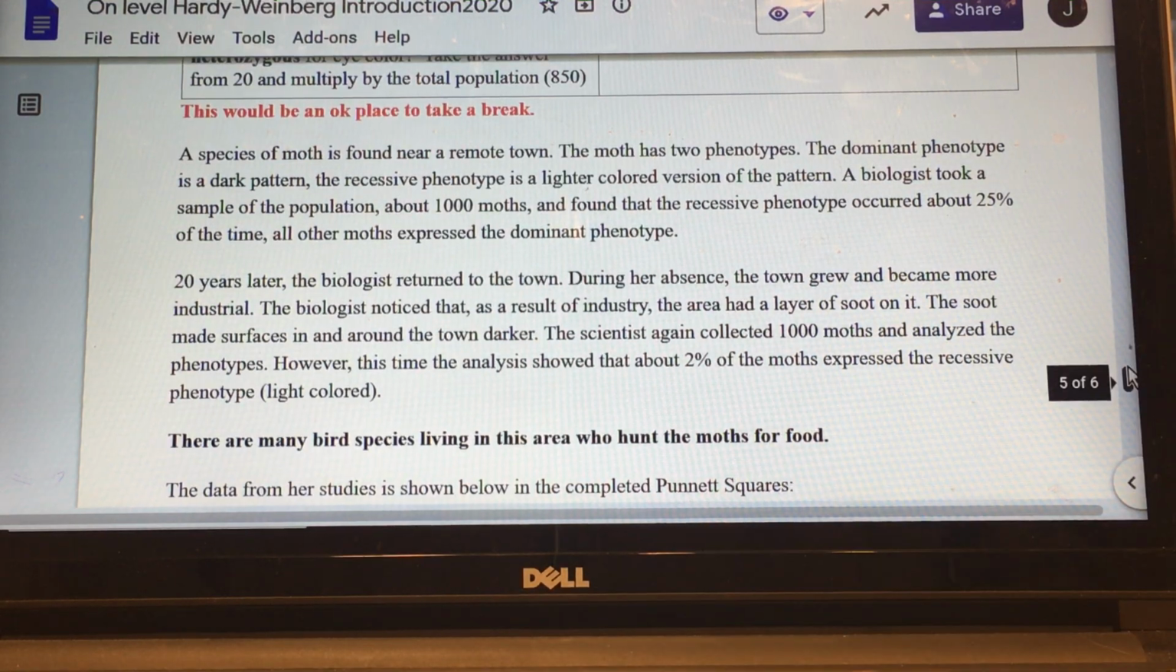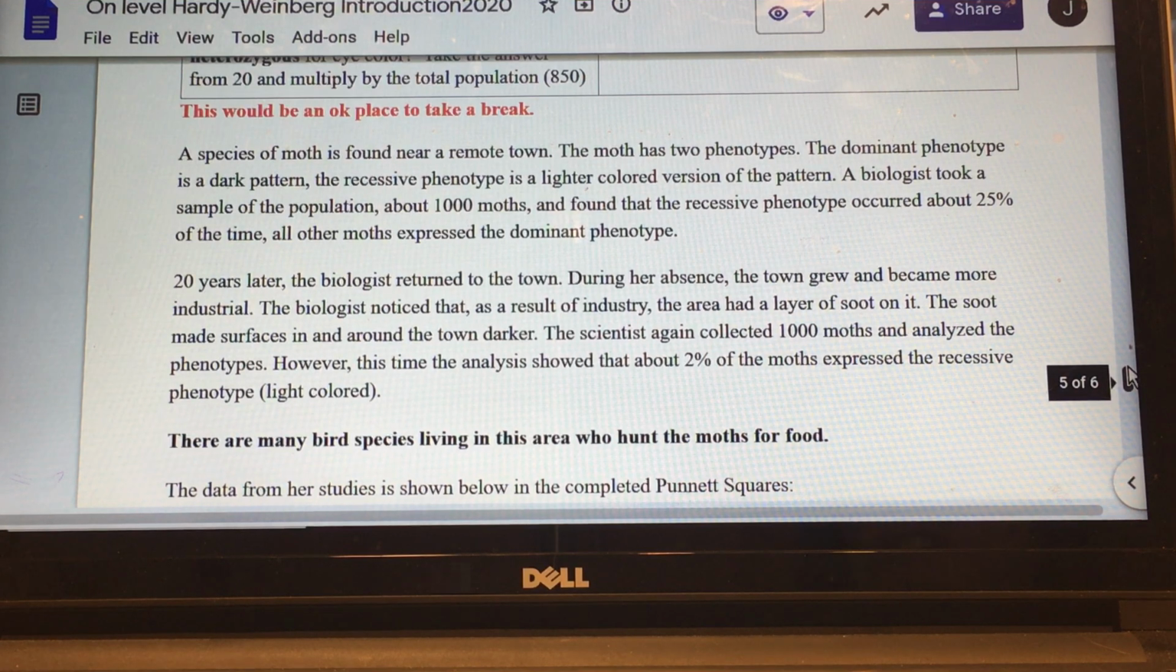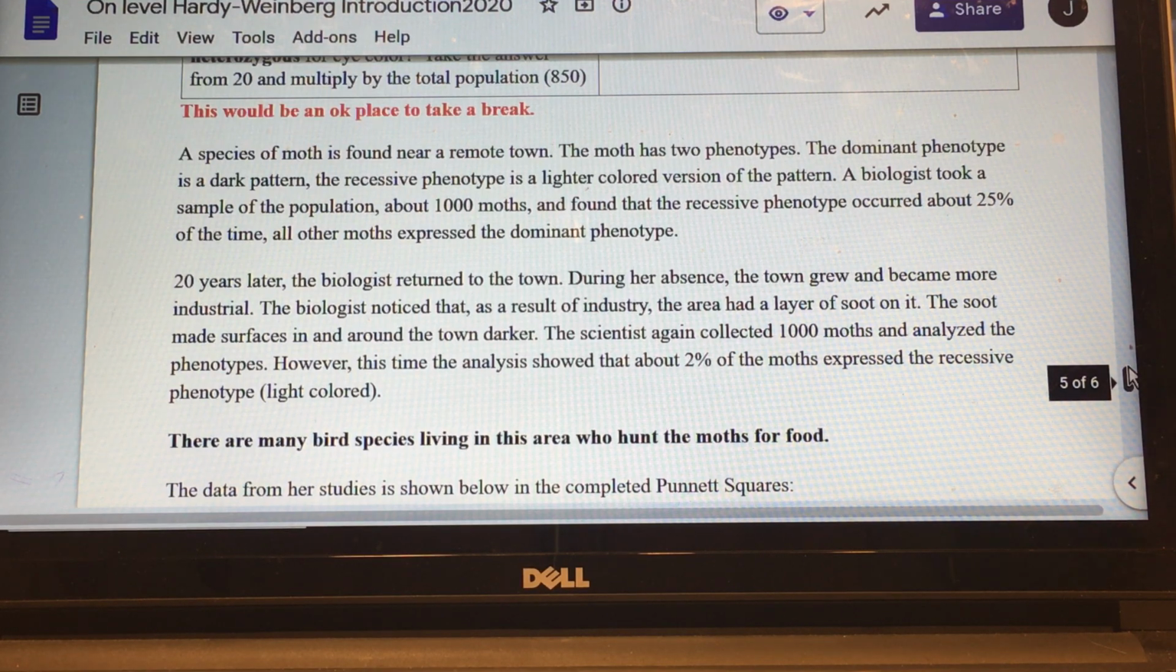So I'm going to read the prompt to you. It says a species of moth is found near a remote town. The moth has 2 phenotypes. The dominant allele causes a dark pattern and the recessive allele a lighter pattern. A biologist took a sample of the population, about 1,000 moths, and found that the recessive phenotype occurred 25% of the time, which if we change it to a decimal form is 0.25. All of the other moths, so the other 75%, had the dark dominant phenotype.